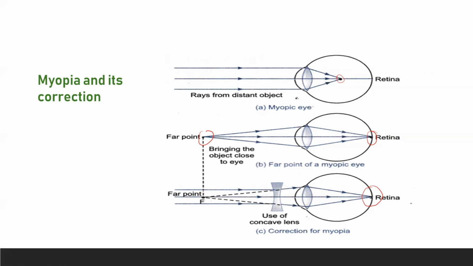The question comes, why do we use the concave lens in case of myopia? We want that image to be corrected, and you are getting the image in front of the retina. So we want to diverge the rays, and a concave lens is a diverging lens. It diverges the rays coming from the far point before striking the lens of the human eye. So this is the proper correction of the myopic eye.